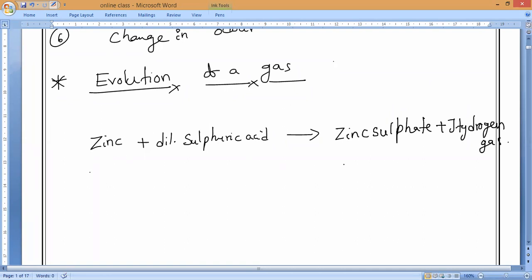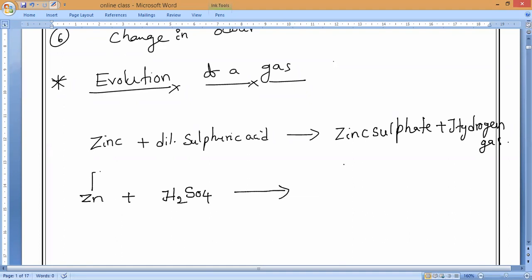Now tell me the symbolic equation. Zinc symbol is what? Zn. Now, don't make it more informative. State is not required now. Later we will study how to make the equation more informative. Dilute sulfuric acid. Take the sulfuric acid formula, anybody? H2SO4, the king of acids.